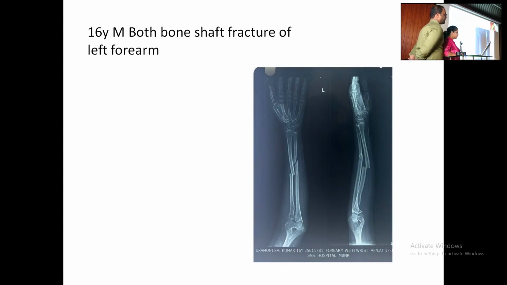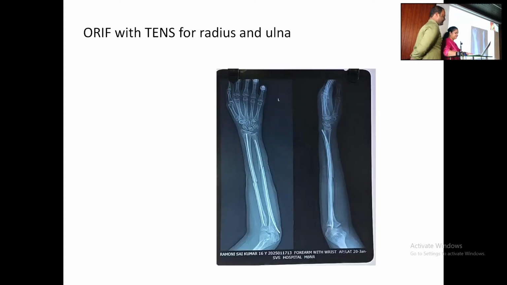At 16 years, which is better, to fix with nails or plates? Plates. Right. Why not nails? For all practical purposes, both bone forearm fractures should be considered intra-articular fractures. So anatomical reduction, rigid fixation, and early mobilization are possible only with plates, not with nails. Nails only in small children. So why didn't you go with nails?